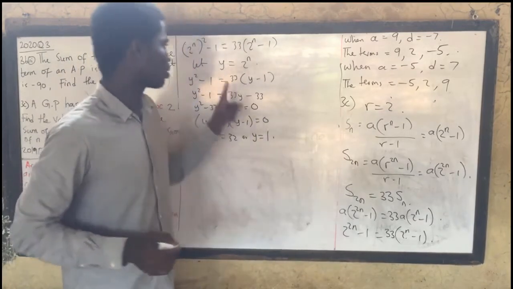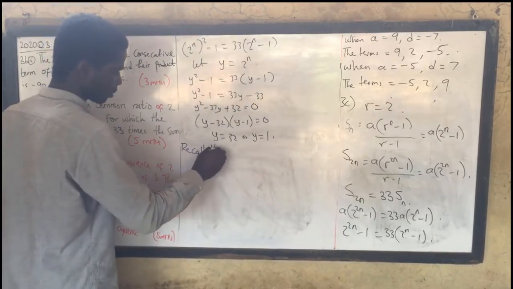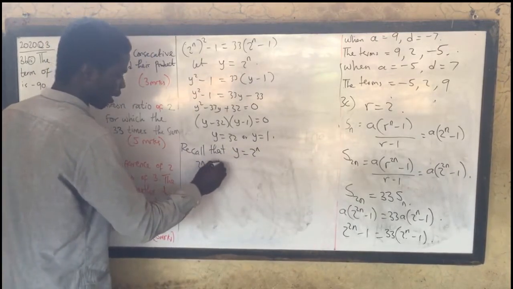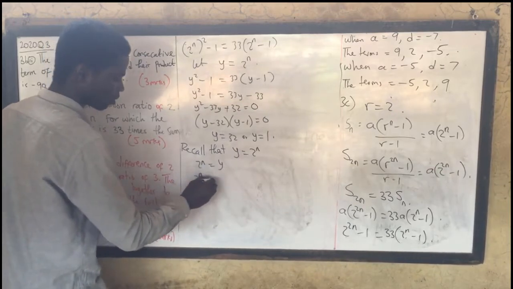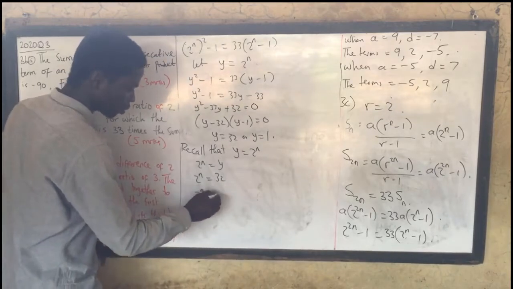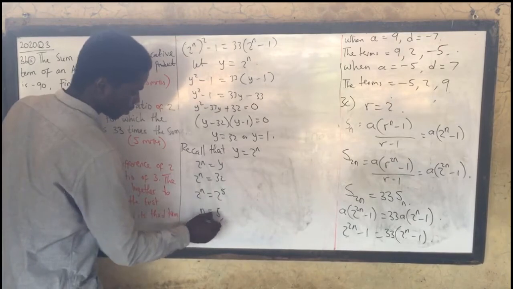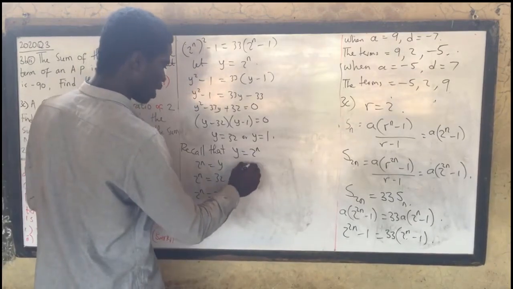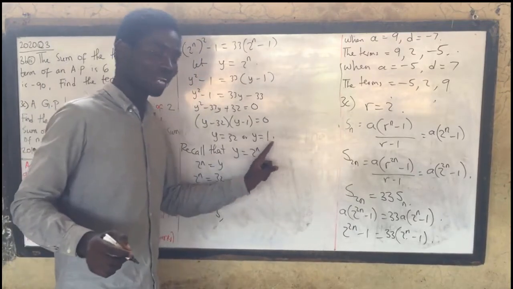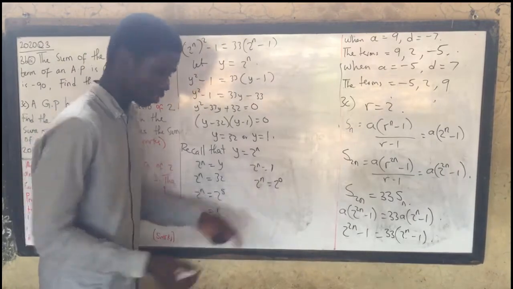So recall that y equal 2 raised to power n. When y is 32, that means 2 raised to power n equal 32. 2 raised to power what to give you 32? You can check it, 2 raised to power 5. So that means n is 5. So the next one, when y is 1, 2 raised to power n equal 2 raised to power 0. Anything raised to power of 0 is 1. So that means n is 0.